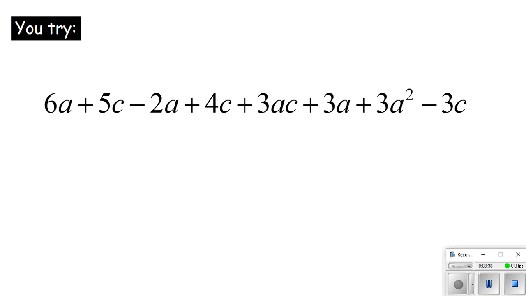So when answering a problem like this, we try to do this alphabetically. I'm going to start with the a squareds. Here I have 3a squareds. There are no other a squareds in this problem, so my answer is going to start with 3a squared.